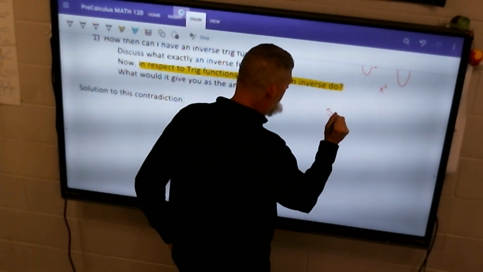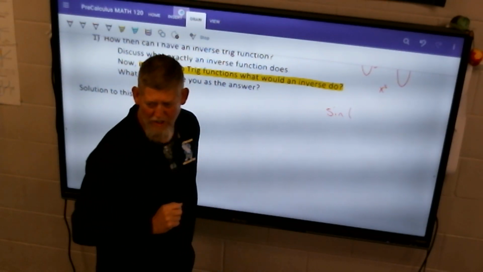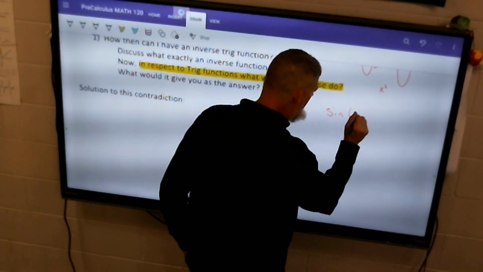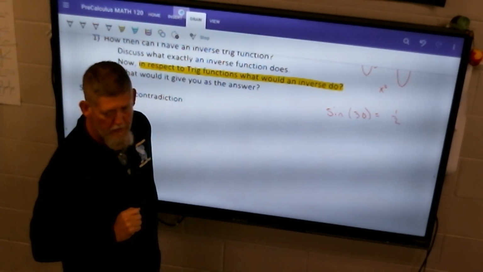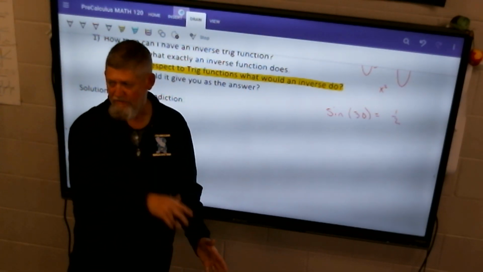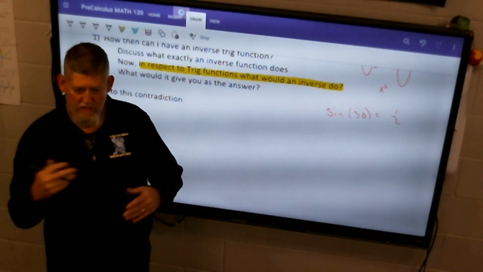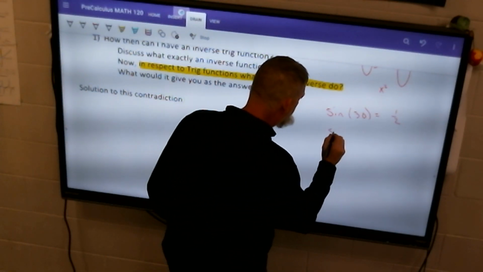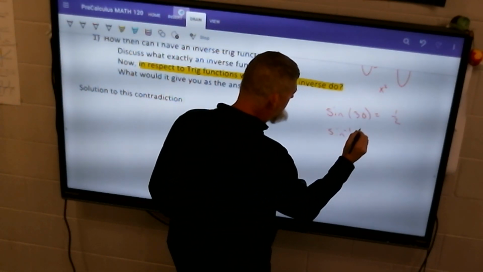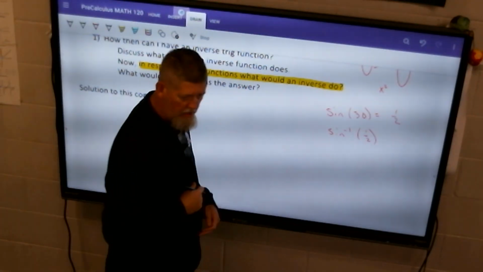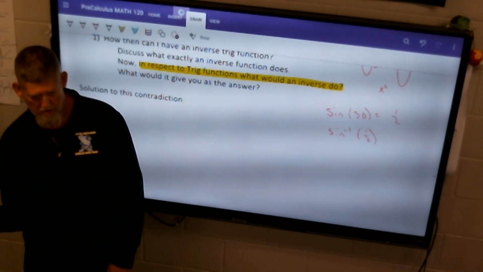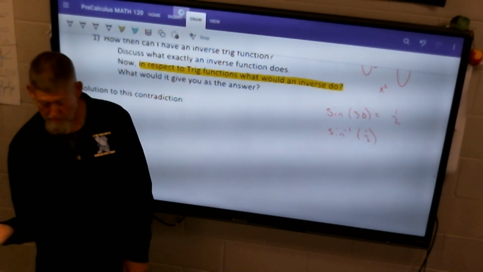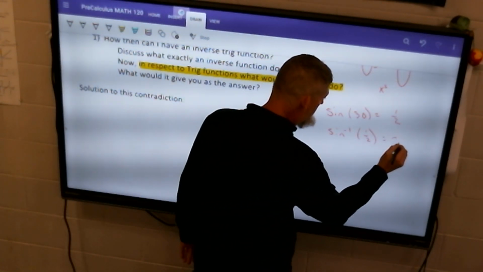If I have the sine of, let's just do degrees. Sine of 30 degrees, we know is 1/2, correct? So I have the angle, I can find its sine. Inverse does the opposite. If I have the inverse sine of 1/2, it's going to give me the angle measure. It's going to give me 30 degrees.